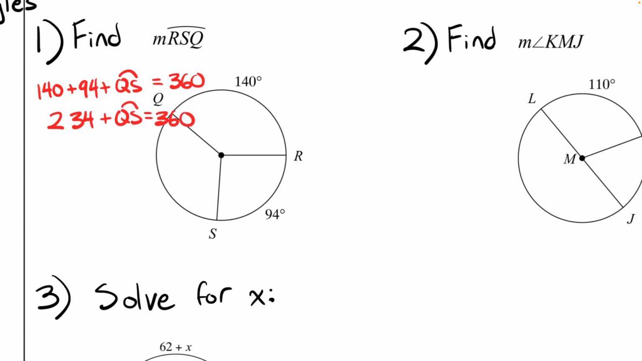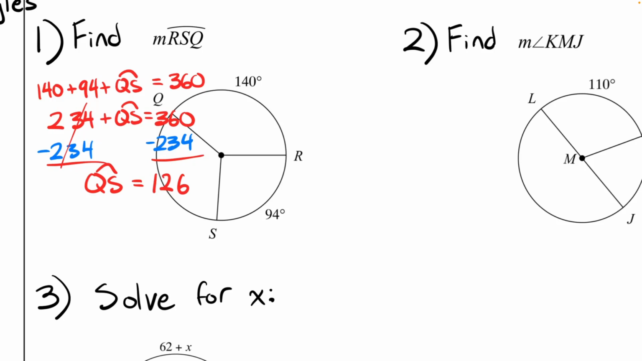And then what am I going to do to both sides, Zane? Subtract 234 on both sides. Evan, you're going to give us the answer here. So that gets rid of the 234. I have arc QS is going to be equal to 126. 126 is close. Is it the answer? No, it is exactly the answer. I apologize. It is exactly the answer.